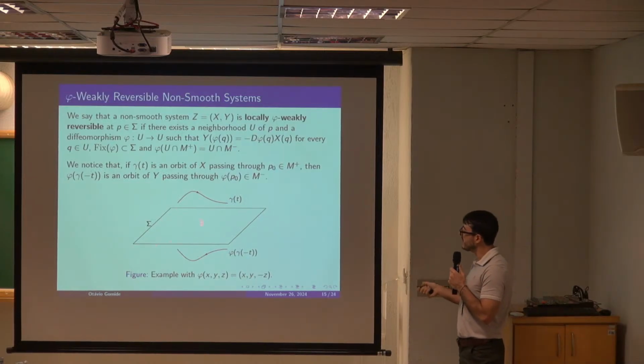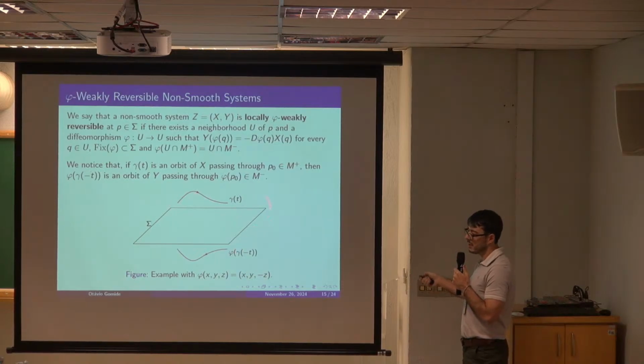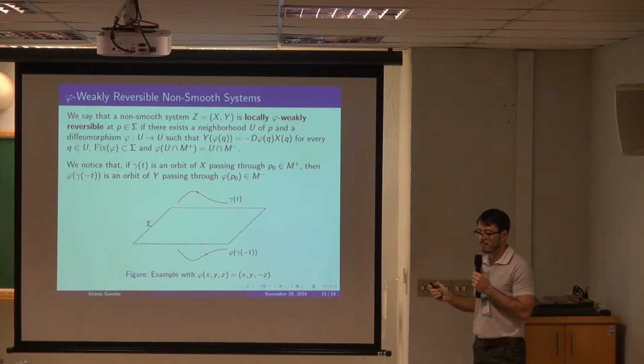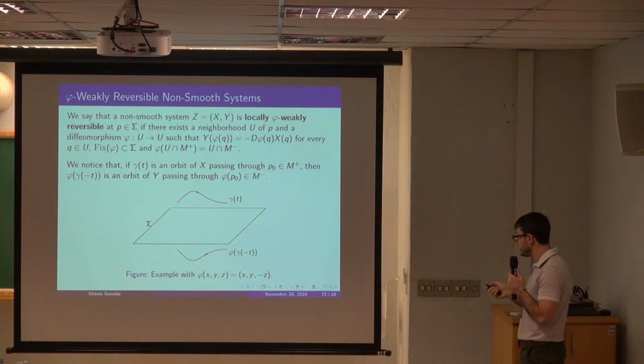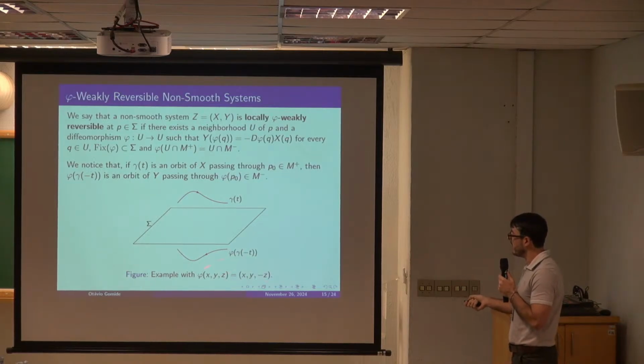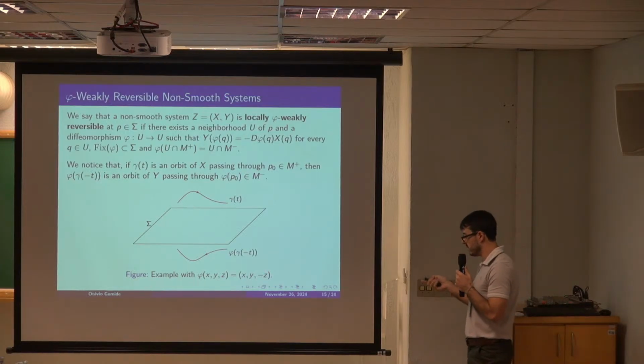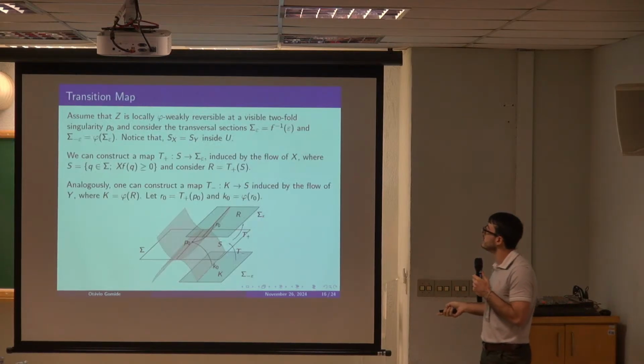So in this case, the switching manifold works as a mirror. It will reflect the trajectory from M plus to M minus, and it will reverse the orientation. It works like this. This is an example for phi: phi of (x, y, z) equals (x, y, minus z), a simple case.